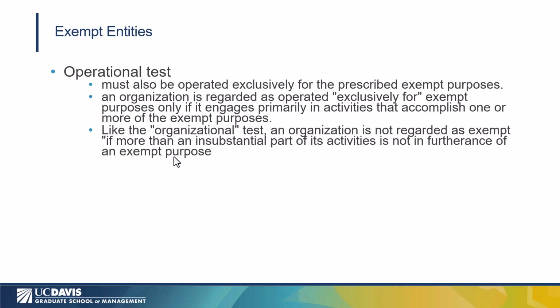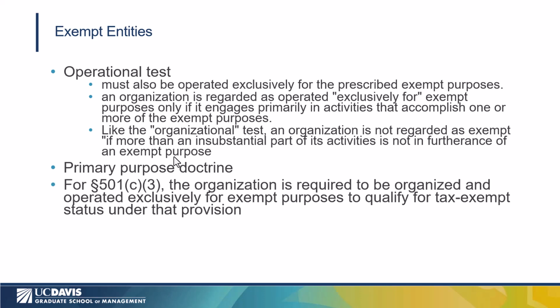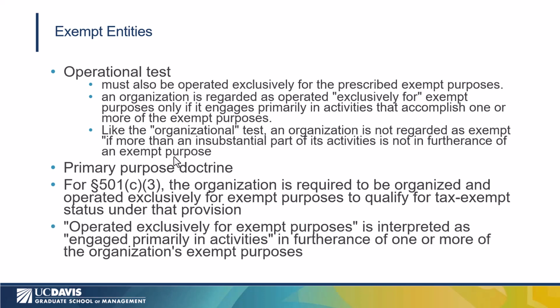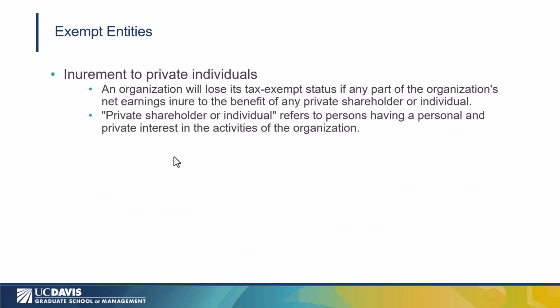So the operational test is something you can't really observe at the point of determination. This is something that is examined as a function of the way the reports are provided to the IRS when they report year-end for tax purposes, and also if they're pulled for audit, of course. So they must follow the primary purpose doctrine. Again, a 501(c)(3) is required to be organized and operated exclusively for that exempt purpose to qualify for tax-exempt status. That is interpreted as engaged primarily in the activities, right? So there is some slippage. You're allowed to be involved in some other activities, but you must be engaged primarily in activities that are in furtherance.